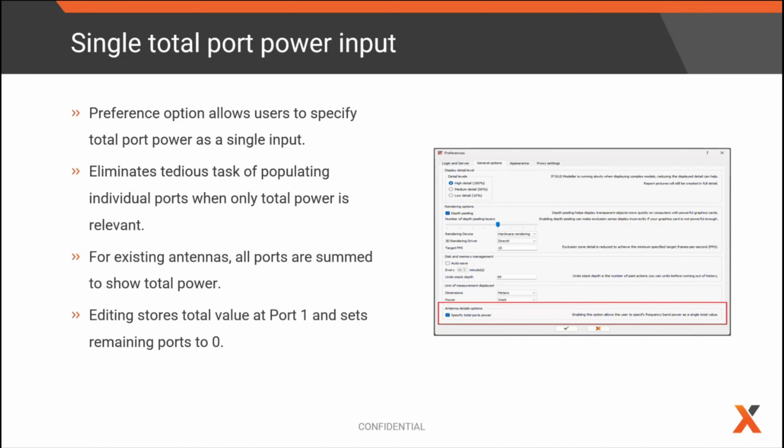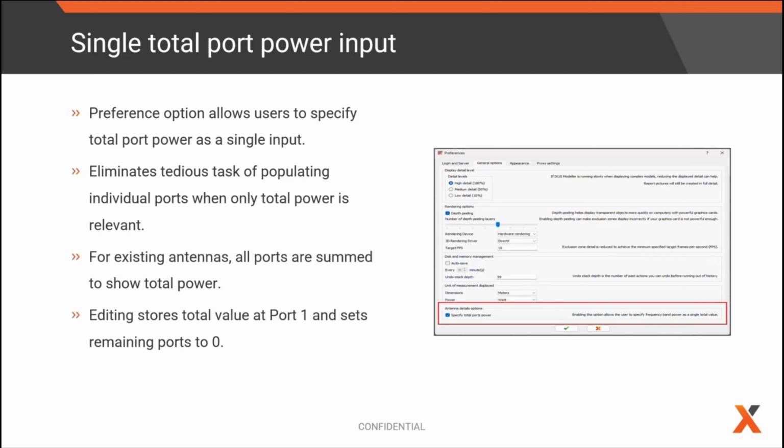Our first major feature in this release is the single input for total port power option. Previously, when adding frequency bands with multiple ports, users had to populate each port individually, even when they only cared about the total power. So many users would fill in the first port and then put zeros in the rest. Now there's a checkbox under the preferences that lets you specify the total port power as a single value. So the system will automatically handle the distribution.